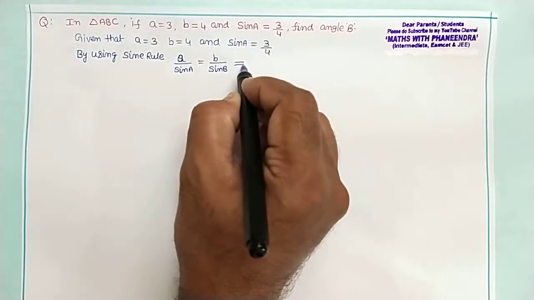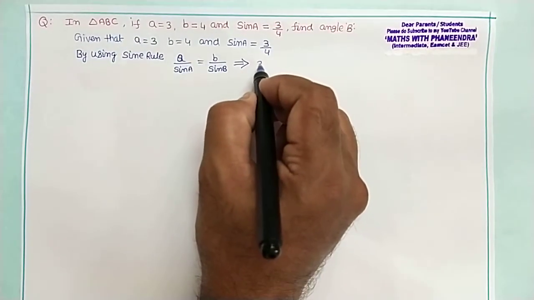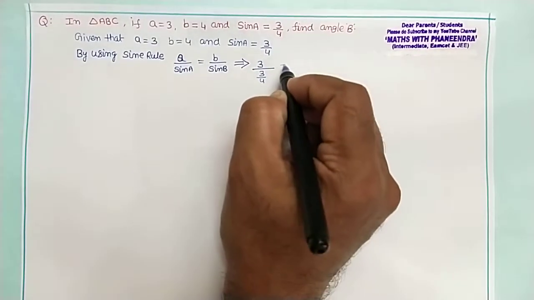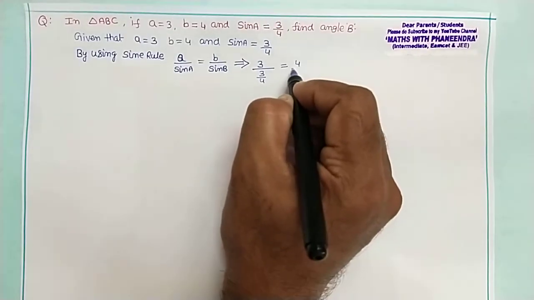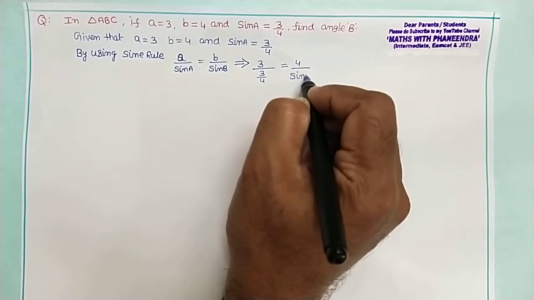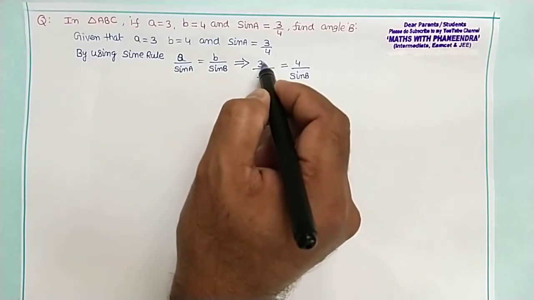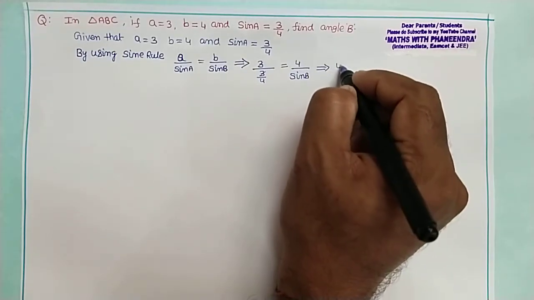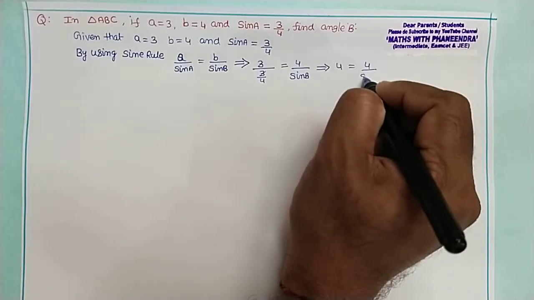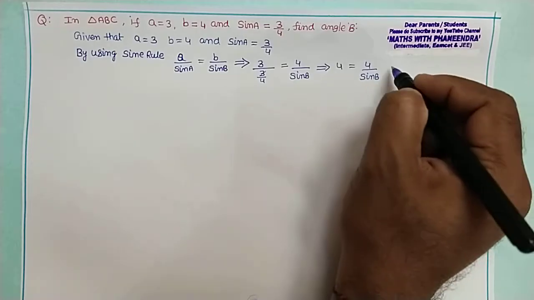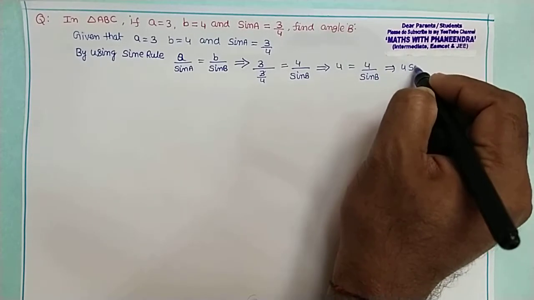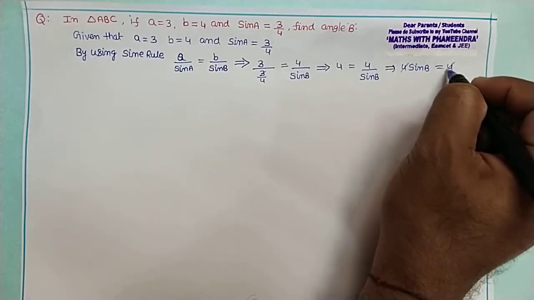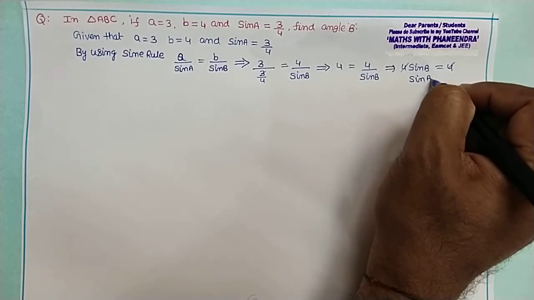So that implies small a value substituted, divided by sin A value, 3 by 4, is equal to small b value 4 divided by sin B. So here 3 gets cancelled, the denominator of a denominator becomes a numerator. That implies 4 equals 4 by sin B. Cross multiplying, 4 sin B equal to 4. On both sides 4 gets cancelled, sin B equal to 1.